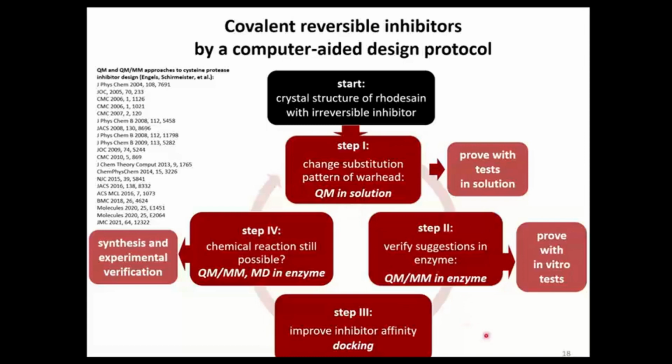In a second step, we tried to verify these suggestions in the enzyme environment. This was done by QM-MM computations. Bernd will talk about these later on. The respective compounds were again synthesized and tested in enzyme assays. In step 3, we attempted to improve the non-covalently interacting parts of the inhibitors by docking methods. Coming to step 4, which uses QM-MM and MD simulations to check if, with these alterations within the recognition unit, the covalent reaction will still take place, followed by synthesis of the predicted compounds and experimental testing.